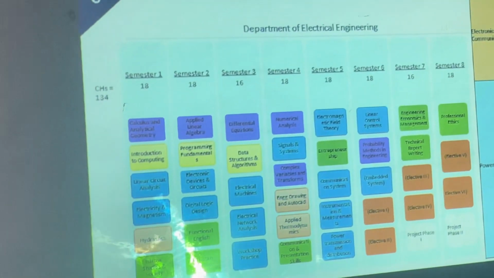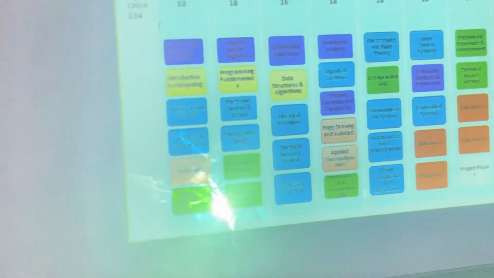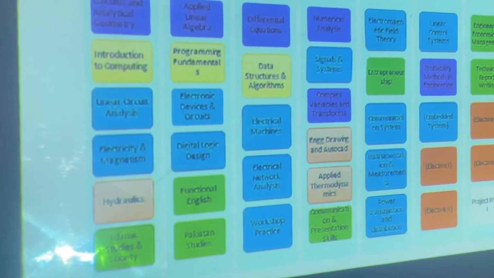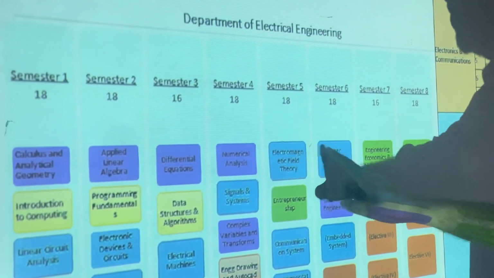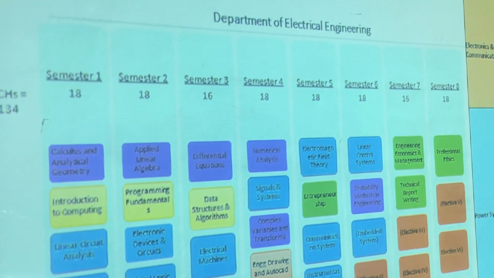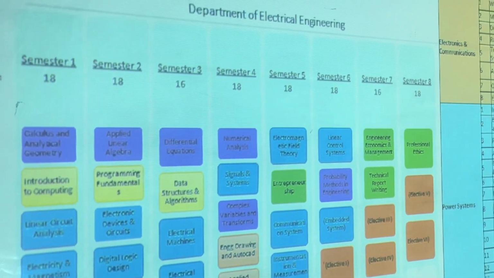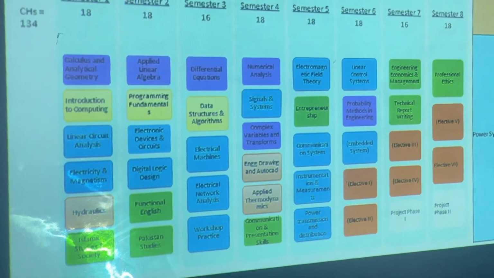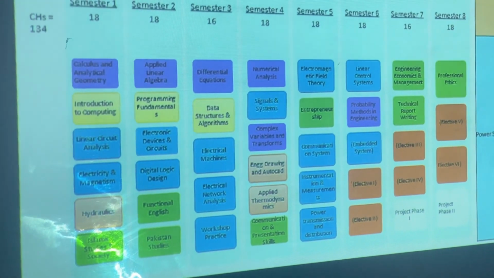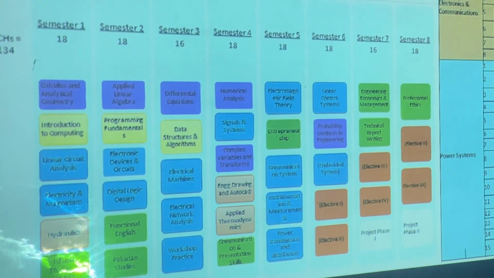The curriculum, this is actually the scheme of study of electrical engineering. These courses in light blue are from the engineering background, and from non-engineering there are some from the affective domain and some from the cognitive domain, and actually there was also a problem.